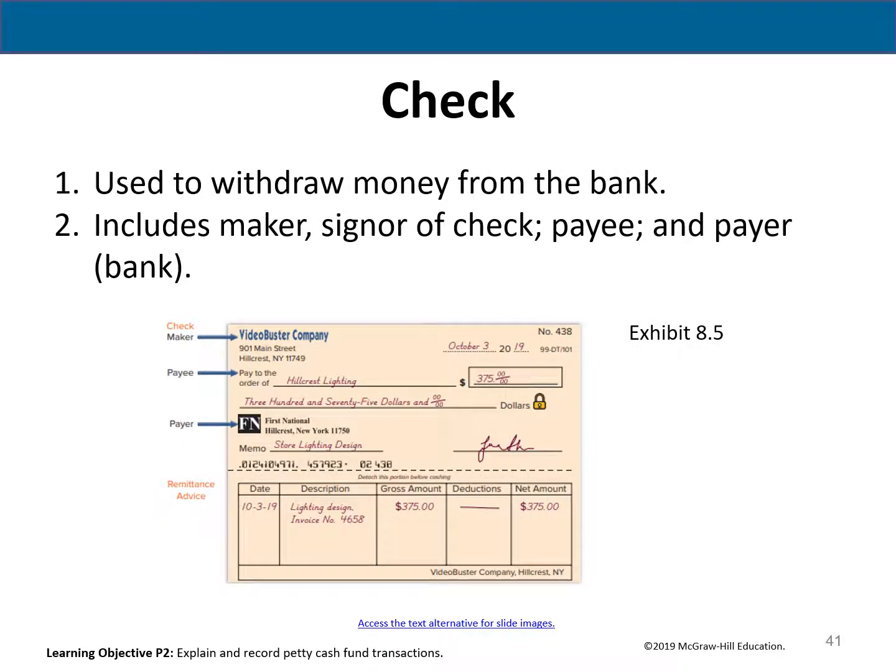Here's a normal looking check for a company. Name of the company is there. That's the maker. The payee is the one the check is being paid to. The date is there. The dollar amount is not only written numerically, but in words, and the check is signed.